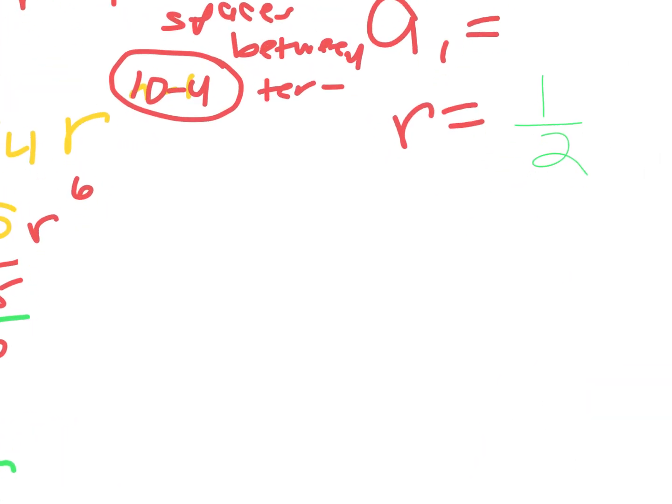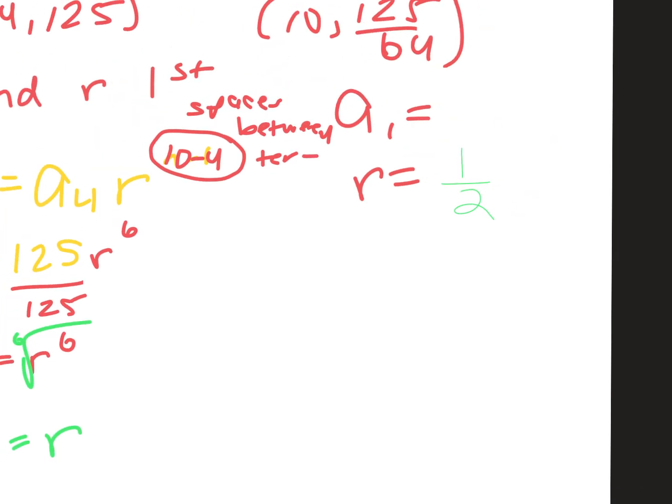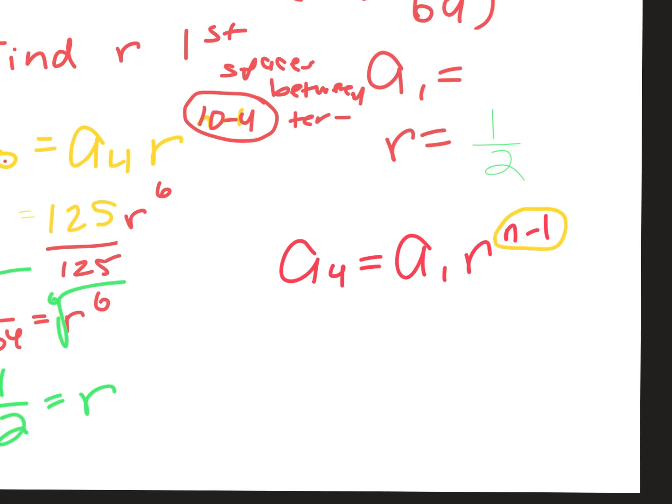125. Okay, so what term is 125? The fourth. Okay, so we're going to say a sub 4 equals a sub 1 times r to the n minus 1. And again, the exponent is the spaces away. So the fourth term is 125, correct? Do we know the first term? No, we're trying to find it. What's the r value? 1/2. And how many spaces is the fourth term from the first term? 3 spaces. Right? 4 minus 1.